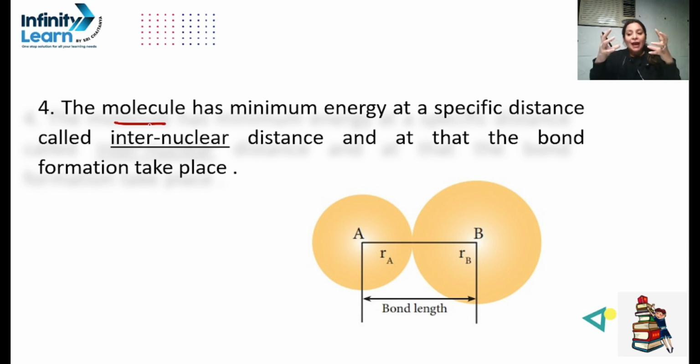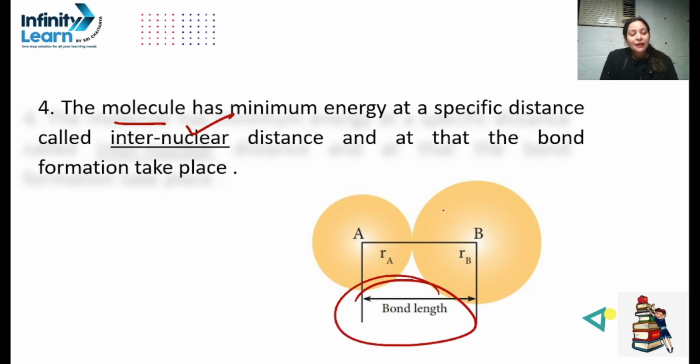They keep on approaching and then they stop at a certain particular distance where the energy is minimum and stability is maximum. And that particular distance is called the internuclear distance, which can also be called bond length. For example, in this case, you see that A and B are both approaching, but they stop at a certain distance. And that particular distance leads to the formation of a bond, and that is the internuclear distance, which we can call bond length, because this is a particular distance where the stability is maximum and energy is minimum.